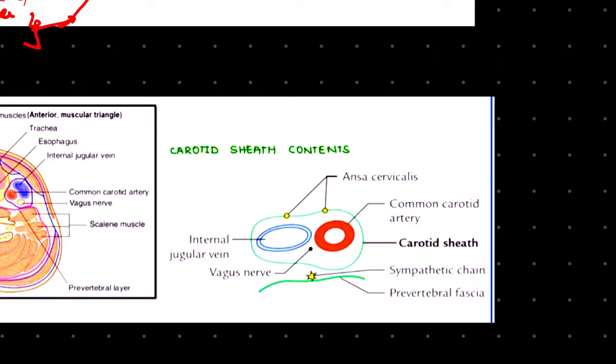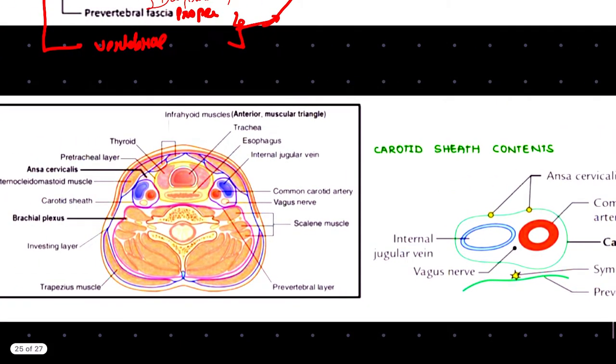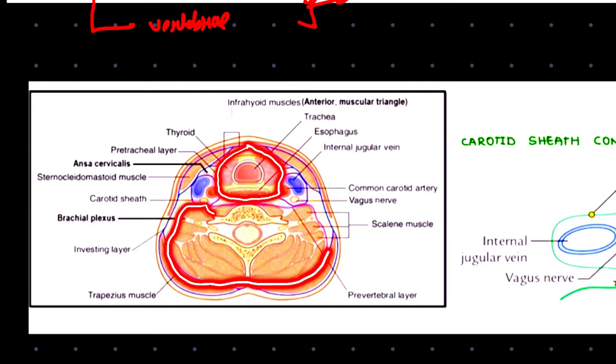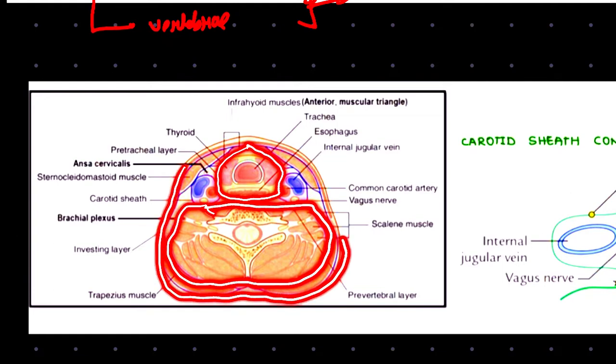Now in this diagram, it is similar, but here we'll add something new. Need not say what this is. This is our pre-tracheal fascia. This is our pre-vertebral fascia. The outermost one is our superficial investing fascia. These things we know.